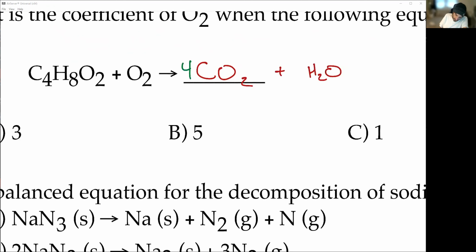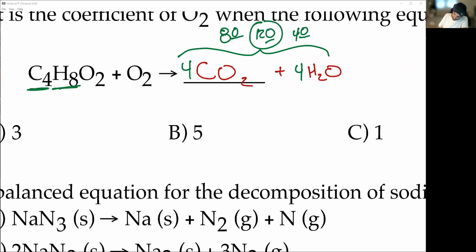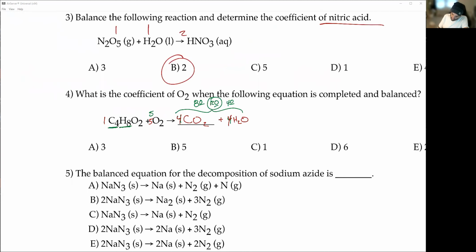So 4 in front to match the 4 carbons. I've got 8 hydrogens, and so I'm going to put a 4 in front of the water. So I've got 4 carbons on both sides. I've got 8 hydrogens on both sides. And now I'm going to add up the total number of oxygens. I have 8 oxygens over here, and I have 4 oxygens here for a total of 12 oxygen. And now I have to put a 5 in front here. So it's going to be 1, 5, 4, 4. So oxygen should have a 5 in front of it.